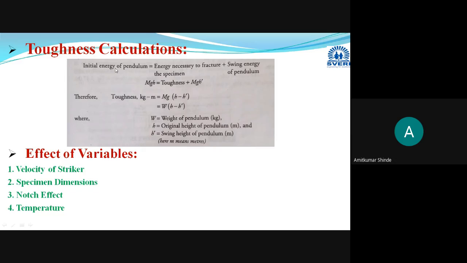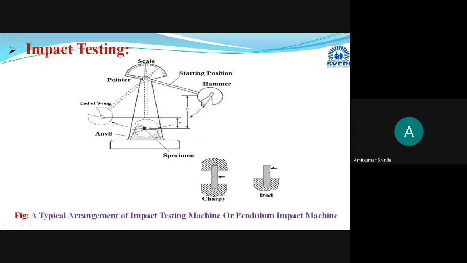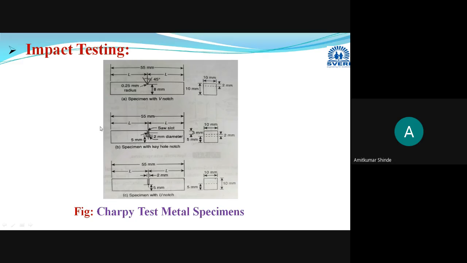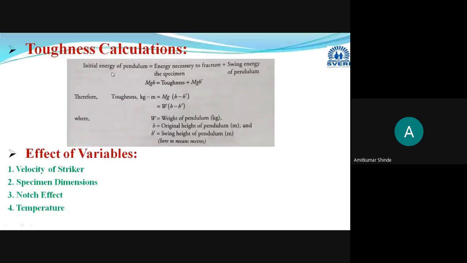This is the initial energy of the pendulum, meaning at the starting position. It will be mgh. m will be the mass, g will be the gravitational acceleration, and h will be the initial height. And this is the swing energy of the pendulum. This is the initial energy, and the swing energy will be mgh dash: mass of pendulum, gravitational acceleration, and h dash is the swing height of that pendulum.